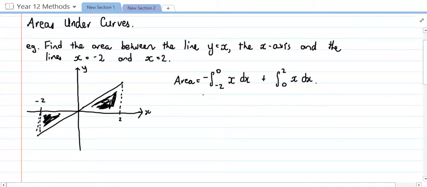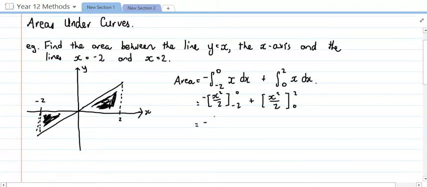So let's get stuck into this now. That means that we are doing x squared on 2, that's the antiderivative of x, between -2 and 0, and it's the negative of that. And then I'm going to add on the integral between 0 and 2. We need to anti-differentiate that. So then we're doing between 0 and 2 of x squared on 2. So again, that's between 0 and 2. Now, it means that there's slightly more working out to be done here, but that can all be worked around.